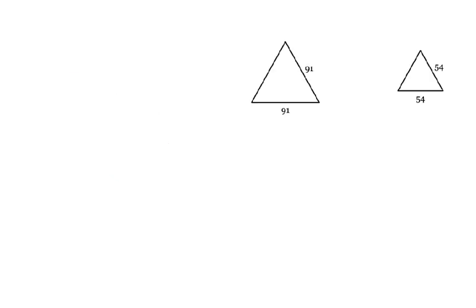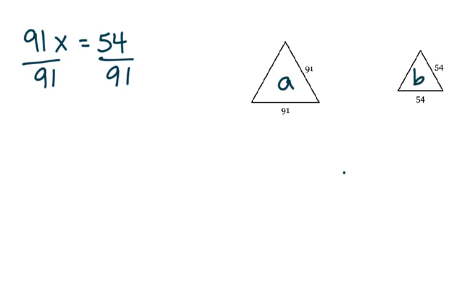In this second example, we're trying to take a triangle that has sides of 91, and make it smaller into a triangle with sides of 54. So once again, I'm going to set it up with 91 times some number x equals 54. Now I'm going to divide both sides by the value of our starting triangle, which we're going to call A and B again, and that's going to allow me to see if that will work. So x is going to equal 54 over 91.